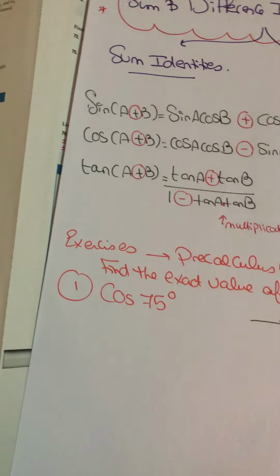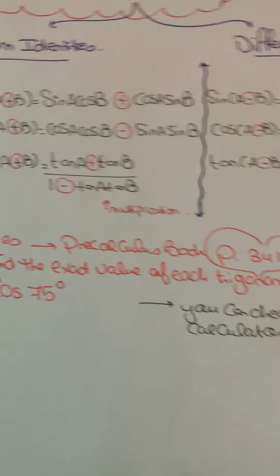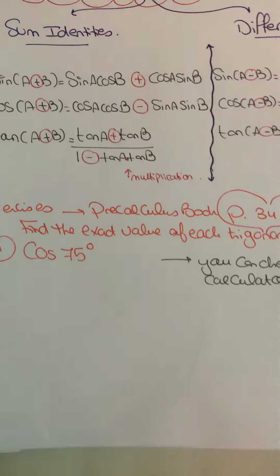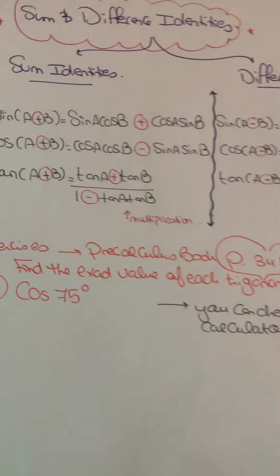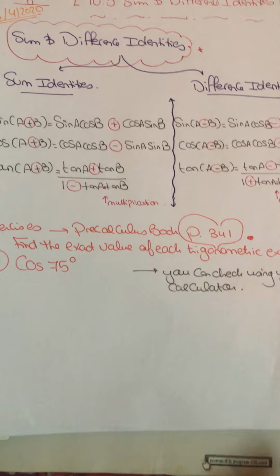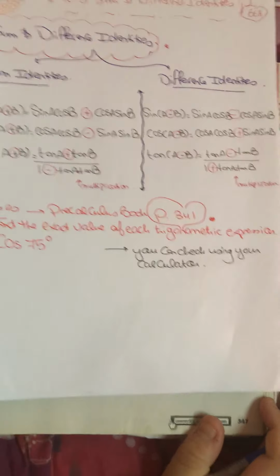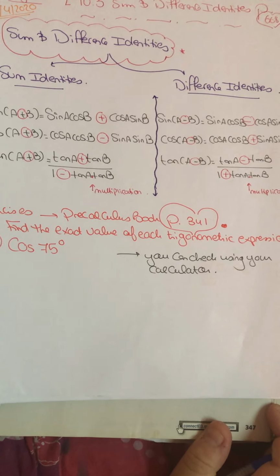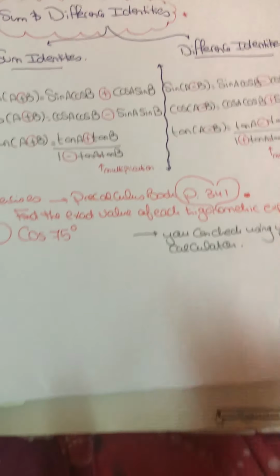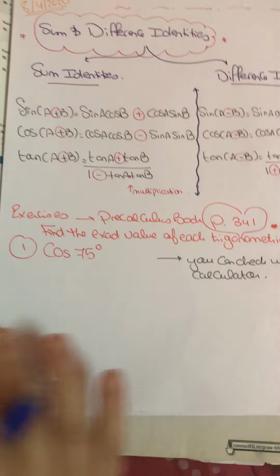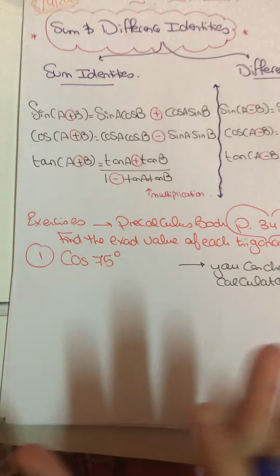So for now, I will start solving directly from the Precalculus book. If you want extra resources, you can solve from your Algebra 2. It was almost the same anyways. The question says find the exact value of each trigonometric expression. And here you are with no calculator. You can check using your calculator, but not solve using your calculator. Your calculator has to be in degrees in this question, so you can find cosine 75.